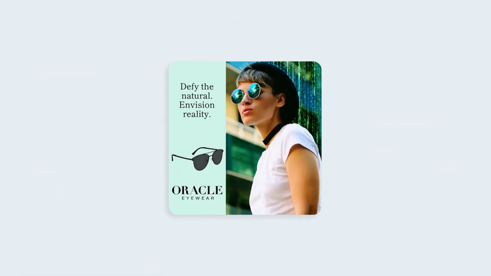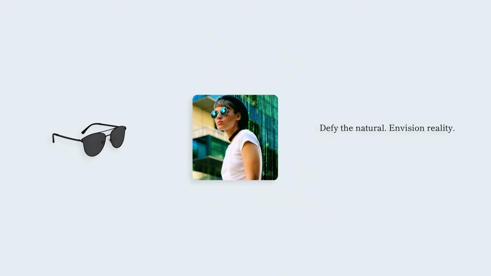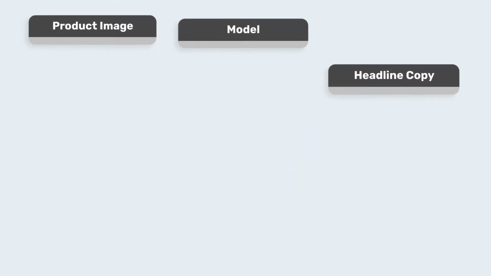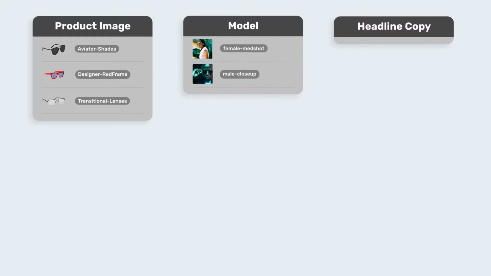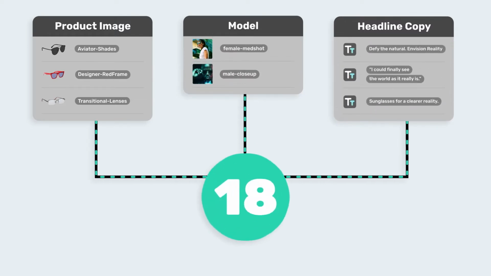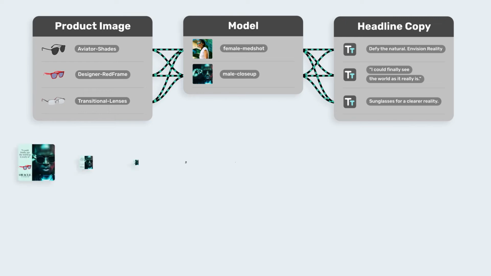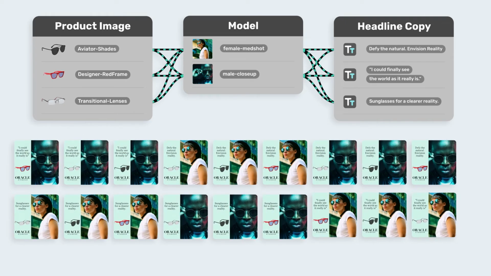Let's say we're looking to gain insight on a design that contains a product image, a model, and headline copy. Our plan includes testing out 3 product variants, 2 model images, as well as 3 headlines. The matrix multiplication rule tells us that we will end up testing 18 combinations of these elements. When we read across our groups, we need to envision the combinations of all of these elements combined.